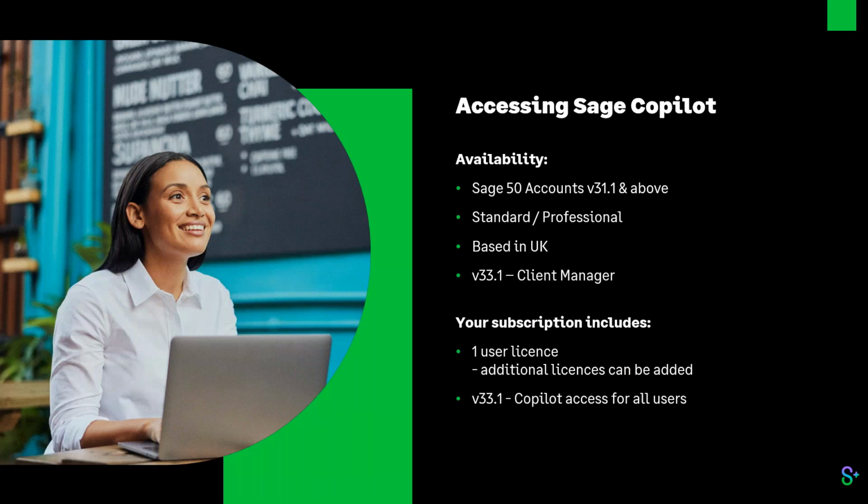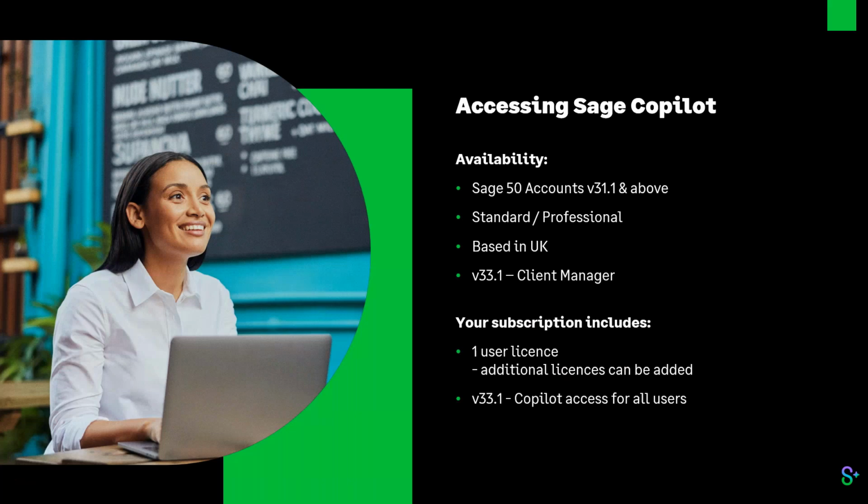In 33.1, Copilot access will be for all users. It's one of the bits of feedback we've got at the minute, that you want more than a single user license, so that will be added into your subscription. So any user of Sage 50 will potentially have the ability to access Copilot. If required, you can control who has access to Copilot and who doesn't. And the features they have available will be reflected by their access levels in the software.